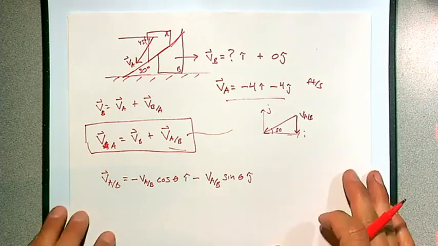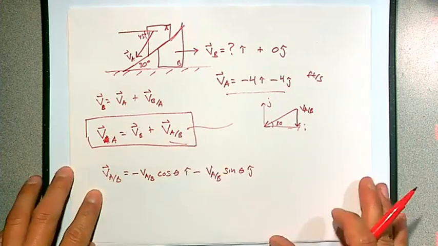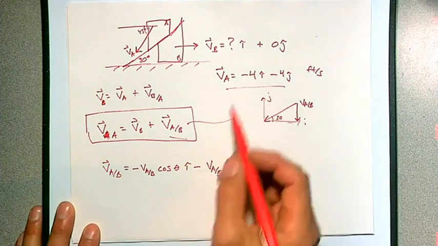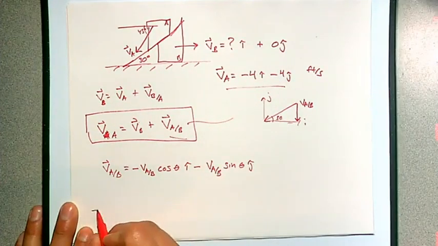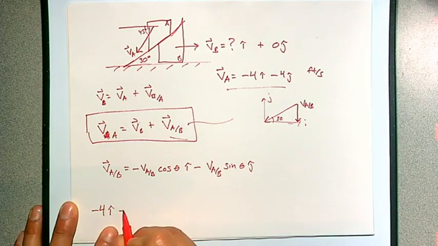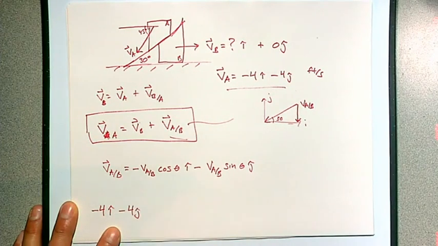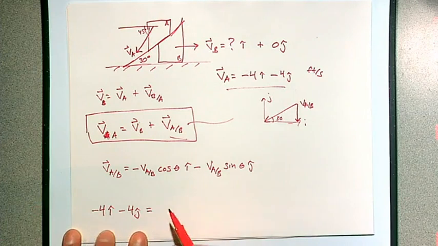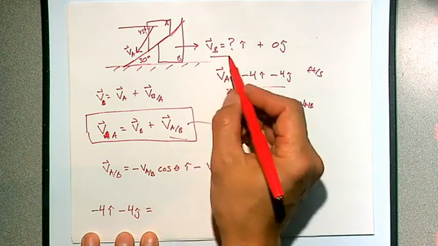Super close to solving this. Let's put it together. Let's pop this into our equation. So for velocity of A, I'm going to substitute this out: minus 4 in the i, minus 4 in the j. VB, that's what we're trying to figure out.